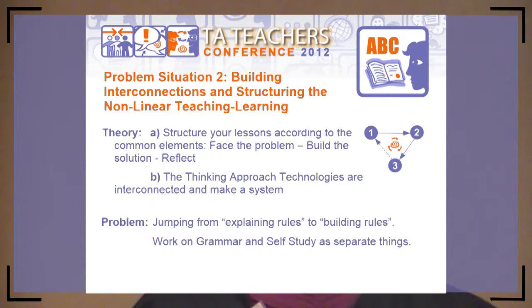Today we work with grammar. This is something separate from the self-study. These are never together. And that is absolutely wrong. These are systems, and we have to try to show explicit connections, how they interconnect and overlap.